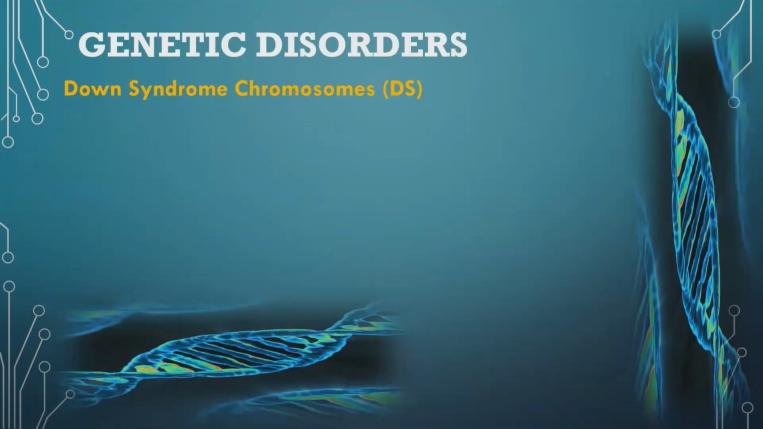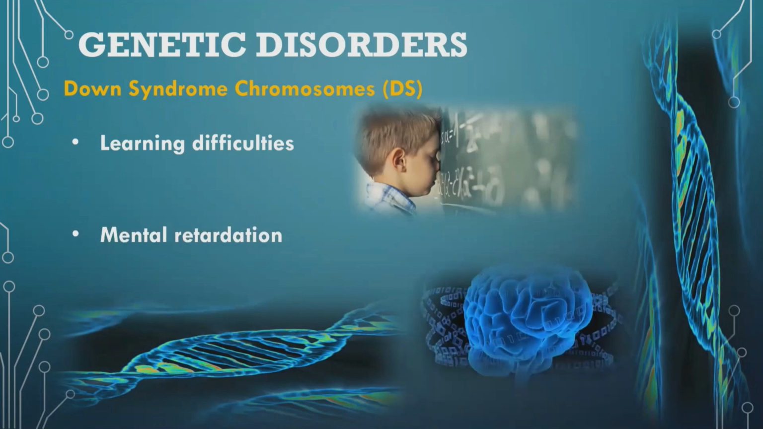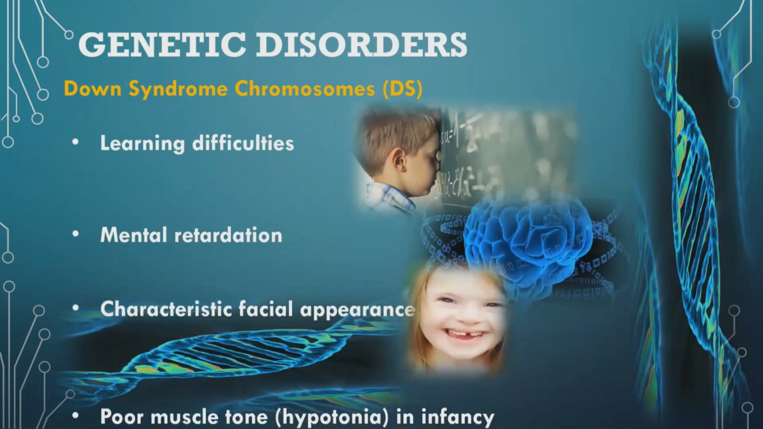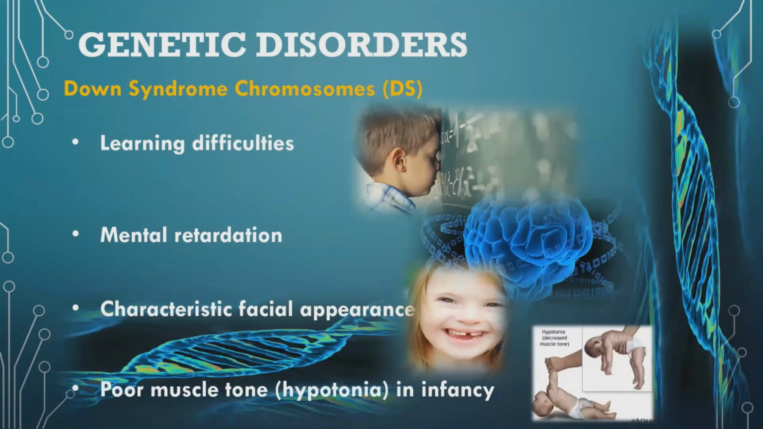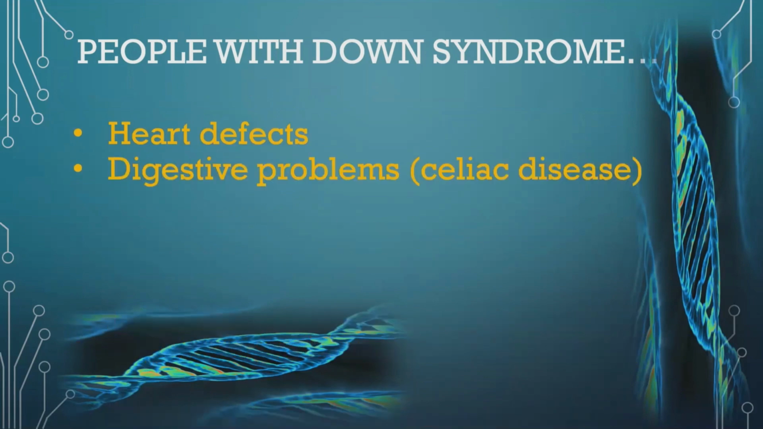People with Down syndrome have learning difficulties, mental retardation, characteristic facial appearance, and poor muscle tone or hypotonia in infancy. They also have an increased risk for heart defects, digestive problems or celiac disease, and hearing loss.